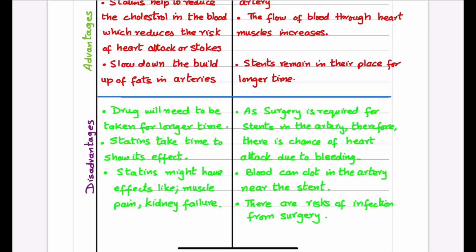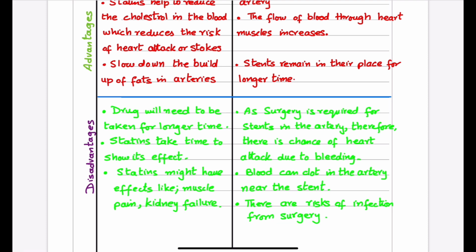Now we are going to see for the stents. As surgery is required for stents in the artery, therefore there is a chance of the heart attack due to the bleeding. Blood can clot in the artery near the stents, and it can block the arteries again. There are risks of infection from the surgery.